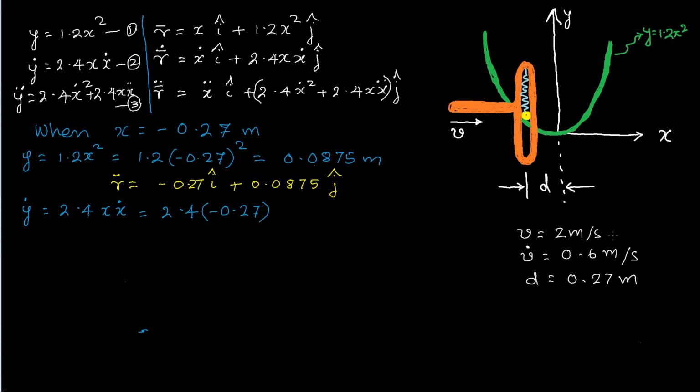Now x dot is nothing but the speed at which the yoke is moving, right? So this is nothing but x dot. So here we will write 2, and this will give us minus 1.296 meters per second.